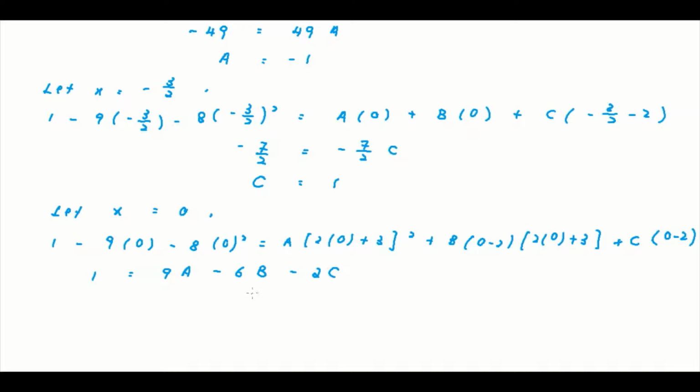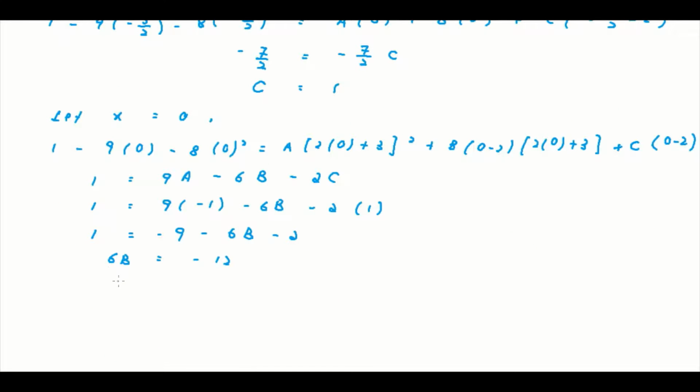Okay, so now you can substitute. Your A is negative 1 and your C is 1. So 1 equals 9 times negative 1, B is the unknown that you want to get, minus 6B, then minus 2 times 1. Okay, 1 equals negative 9 minus 6B minus 2. So you are getting 6B equals negative 12, which will give you B equals negative 2.